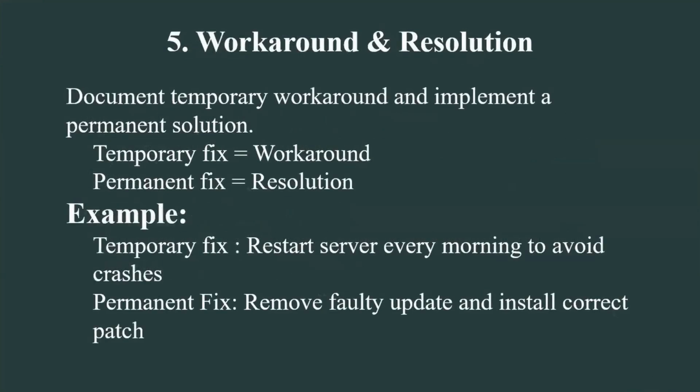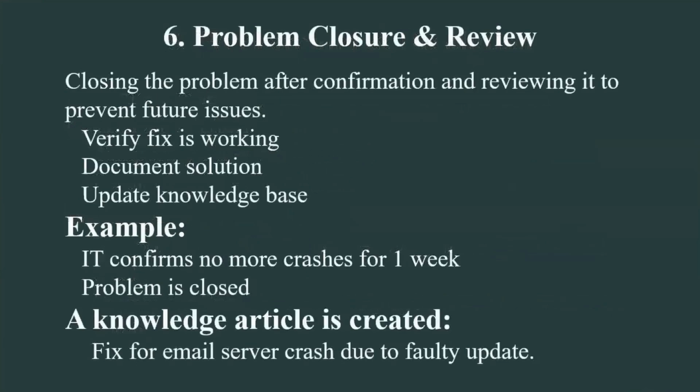Workaround and resolution. Now we fix the problem. There are two types of fixes. A temporary fix is a workaround, a permanent fix is a resolution. For example, the workaround is to restart the server daily. The permanent fix is to remove the faulty update and install the correct patch. Problem closure and review. Finally, we close the problem after a verification step. Ensure the issue is resolved, document the solution, and update the knowledge base. Example, no crashes for 1 week, the problem is closed, and a knowledge article is created.